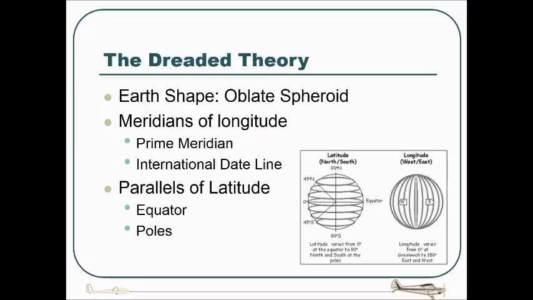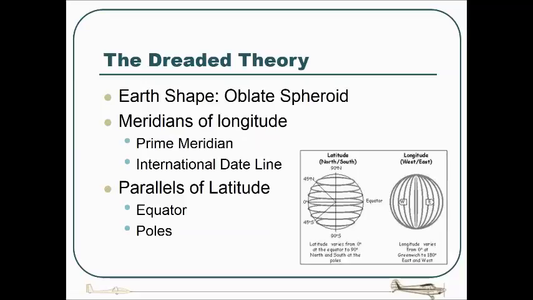So the parallels of latitude, as you get closer to the poles, they actually get shorter because they're circling the Earth at a narrower diameter than the biggest diameter of the Earth, which is at the equator. But the longitudes are all the same length because they go from pole to pole.